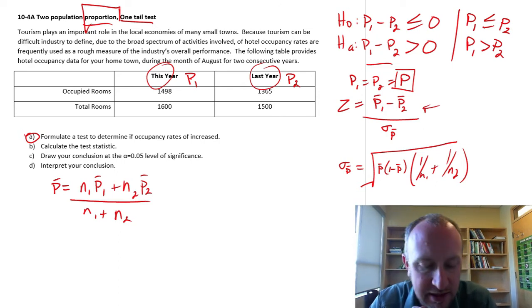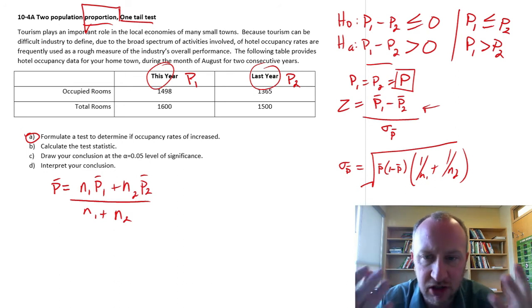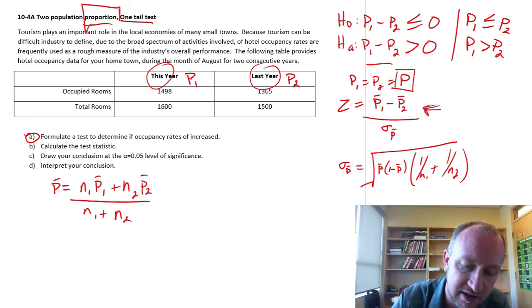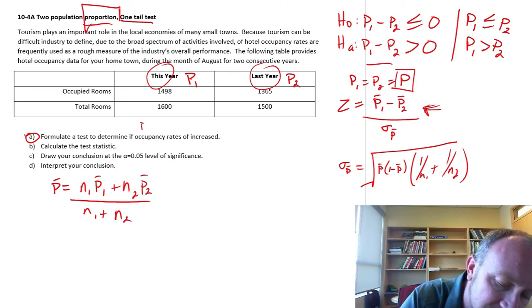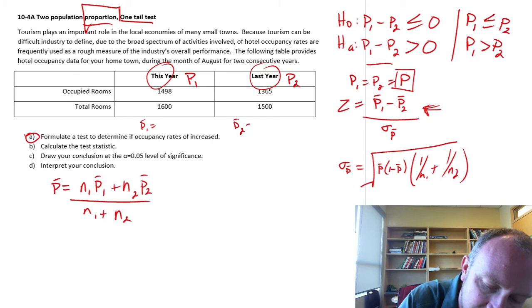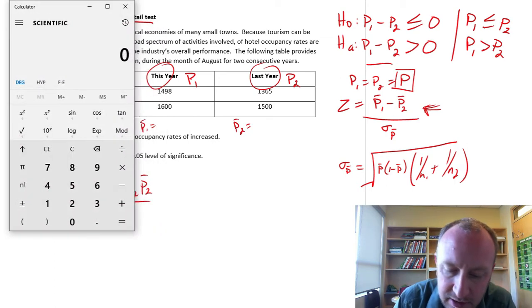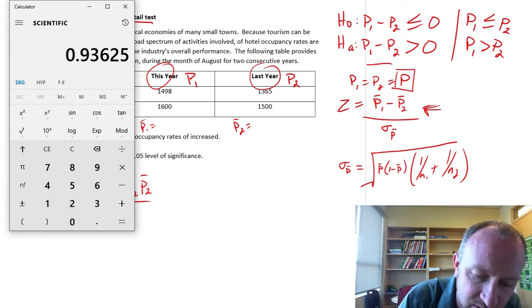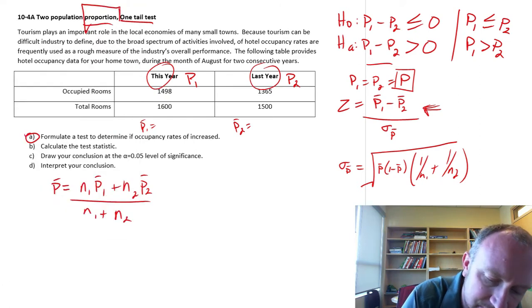So let's get into this, and we'll start doing some of the calculations in order to get to our test statistic. The first thing we need, I don't even have my sample proportions yet, so there's P bar 1, P bar 2. Okay, now I'll get my calculator here. So this is 1498 divided by 1600, so 0.936.